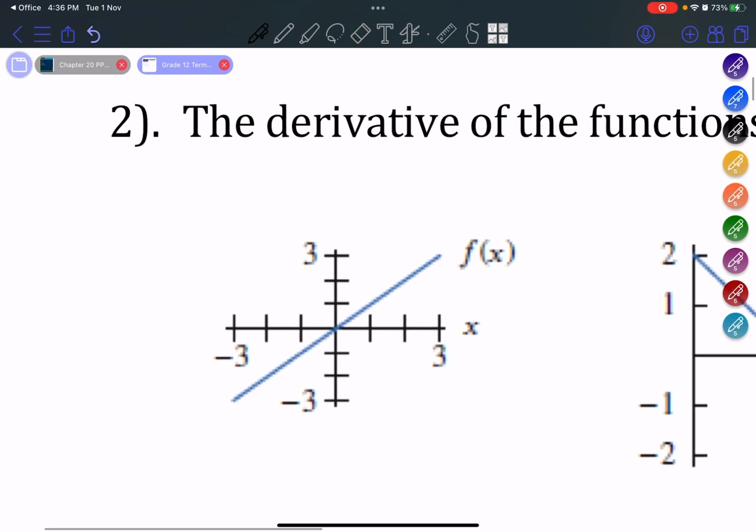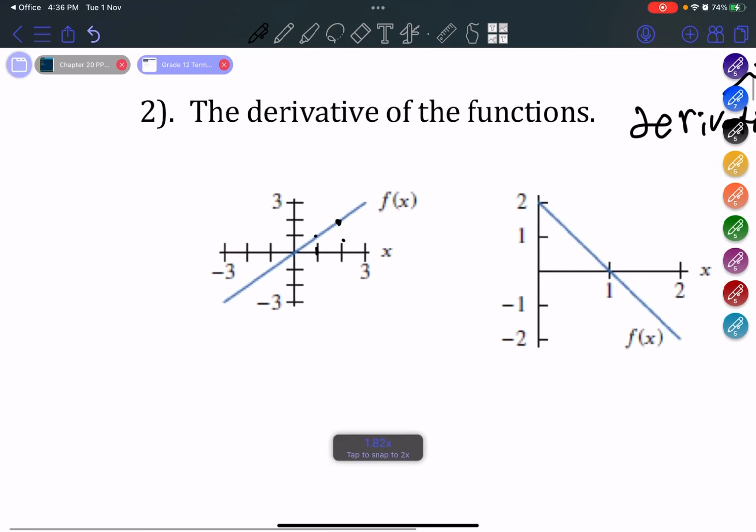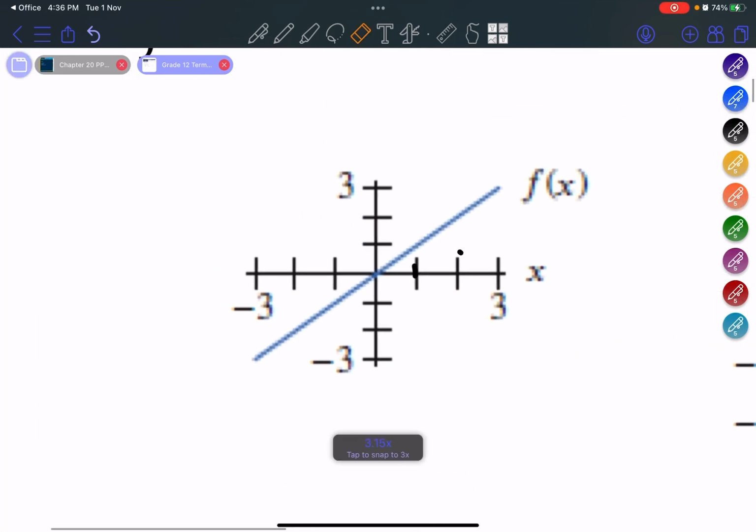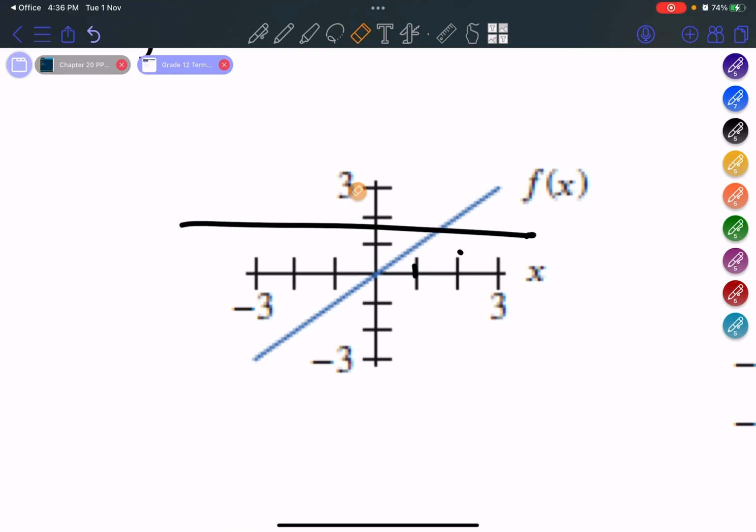Why? It's because the rise is 1, as you see here. So from this point to this point, there was 1 rise, and the run is basically from here to here. So the rise over run is 1, hence the straight line should be located here.